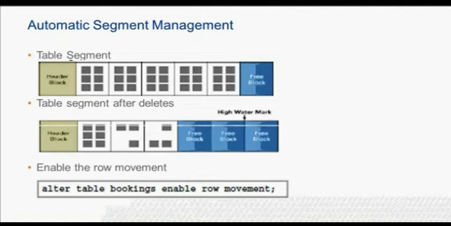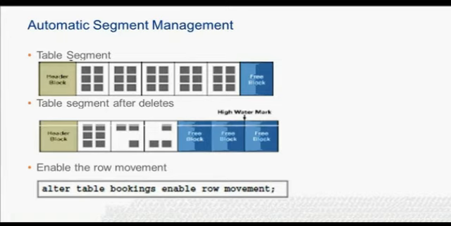Automatic space management. High watermark, HWM. It indicates the point above which no blocks have been formatted. Internally, the HWM is required to ensure that Oracle direct load operations can access contiguous unformatted blocks. In this example, a table segment is containing data.